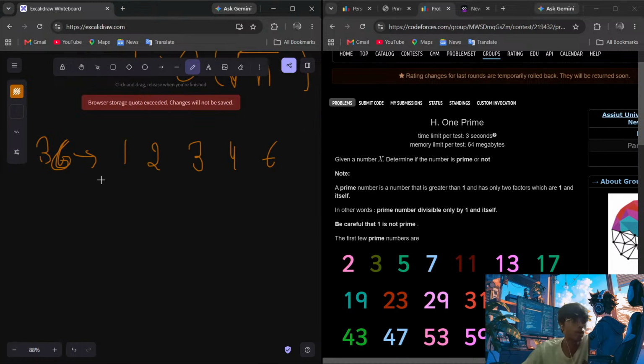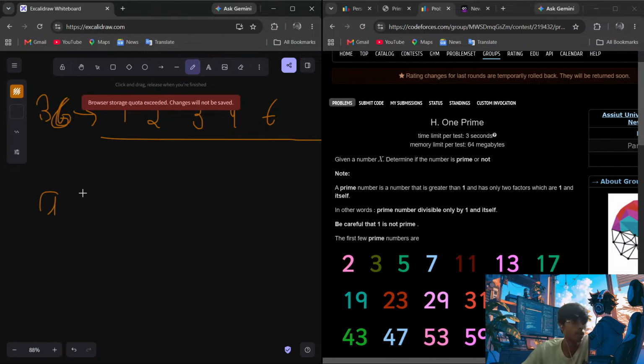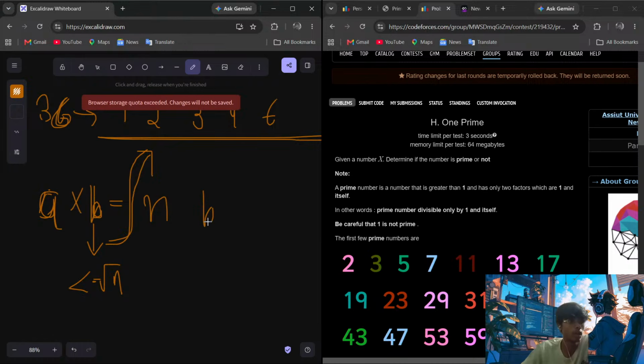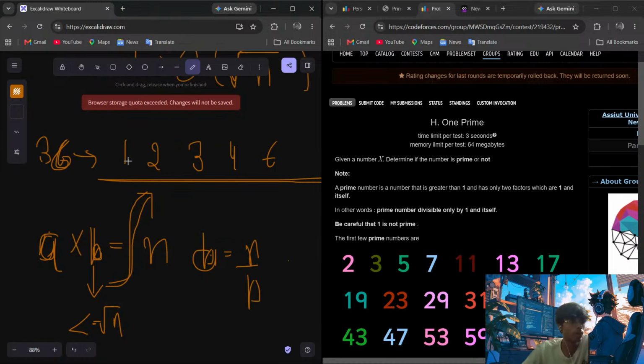and another factor is 6. Now if I want to know the other factors, what I know is that if it is a composite number, I can write it as the multiplication of two numbers, A and B, and one of them will be less than or equal to under root n. So either A or B, one of them will be less than under root n. So these are all factors. Now if I know B, I want to know A. How will I know A? A is equal to N by B.